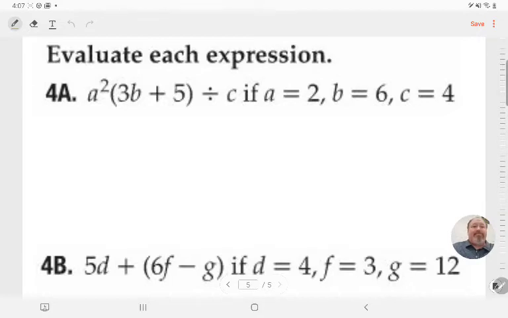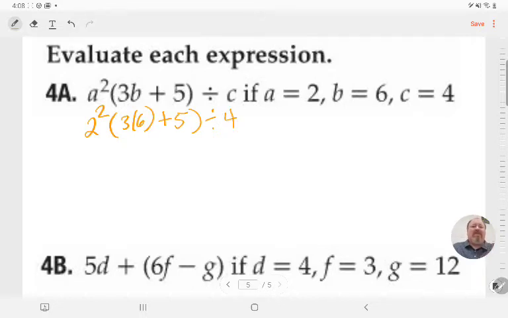All right, welcome back. Here we go. So we have a squared times the sum of 3b plus 5 divided by c. Okay? So if a is 2, b is 6, and c is 4, we plug in what we know. So we know the a is 2, so that would be 2 squared. We know the b is 6, so 3 times 6 plus 5 divided by c is 4.